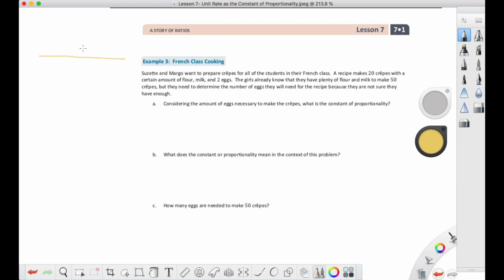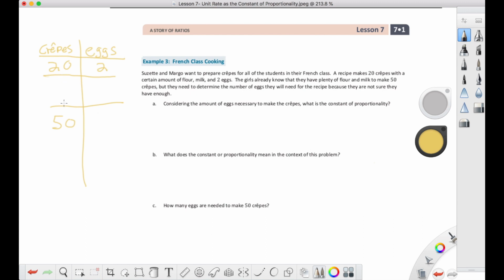All right, so let's set this up. They know they have enough flour and milk, but they're not sure about eggs. Okay, and this is crepes. All right, so a recipe makes 20 crepes. Okay, 20 crepes. And they need some amount of flour, some amount of eggs. But they need 2 eggs, so that some amount is 2. All right, cool. So they need to determine how many eggs they need to make 50 crepes. So what we want to do is we're trying to figure out 50.